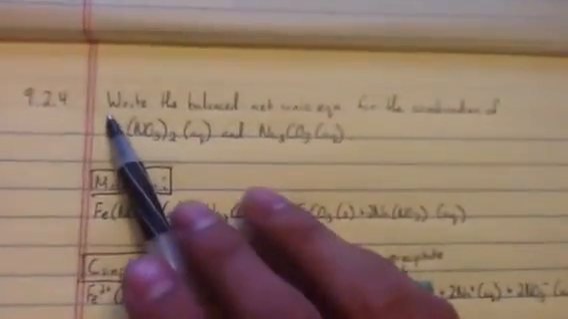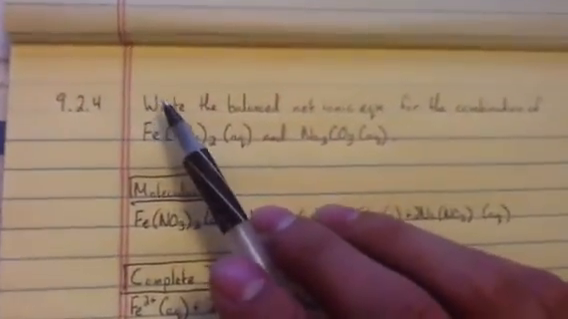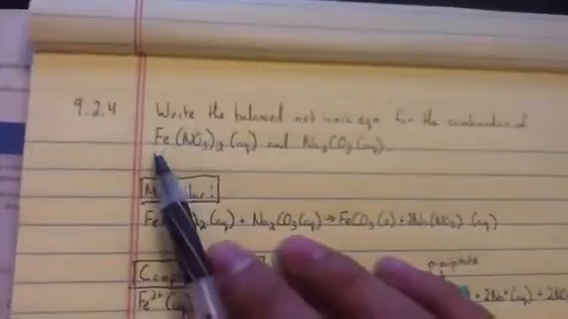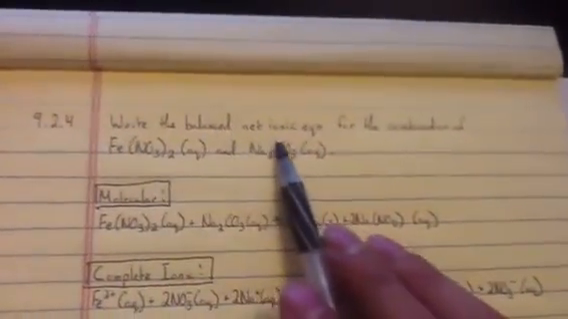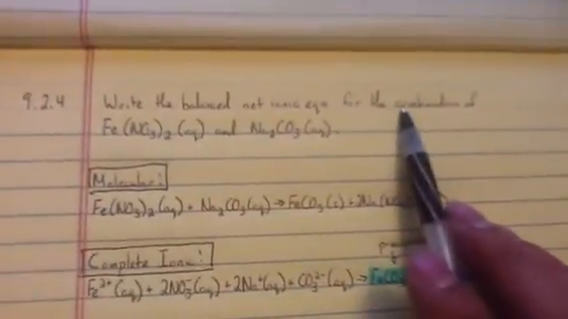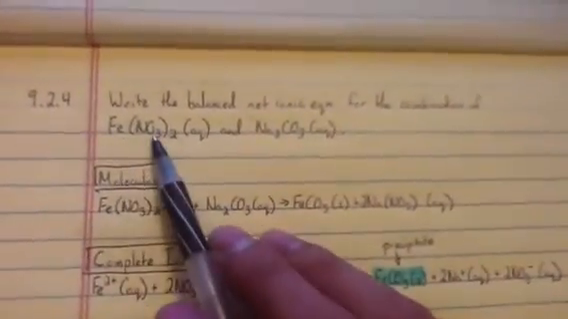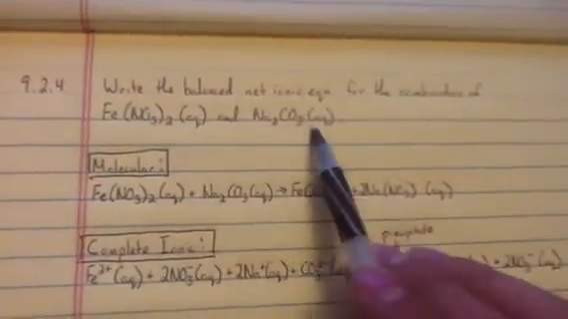Alright guys, we're back. This time we'll be doing 9.2.4. This is actually a chemical reaction in an aqueous solution. The question asks: write the balanced net ionic equation for the combination of iron nitrate and sodium carbonate. Both of them are aqueous solutions.